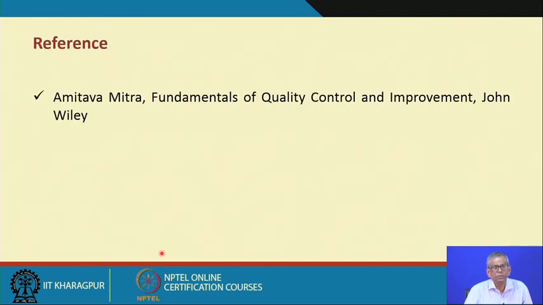So this is the reference. Always you can refer to this textbook. The basics we have discussed, and then we'll take up all these control charts one after another.